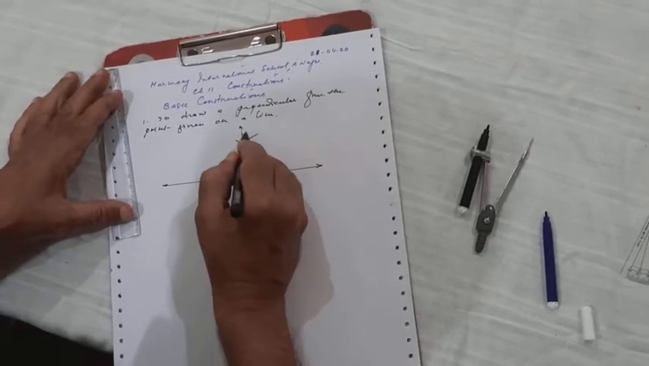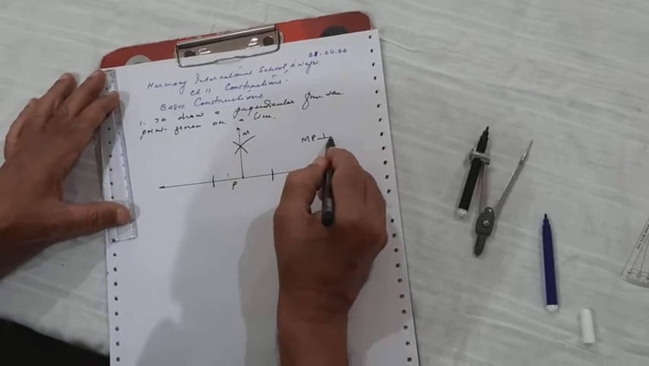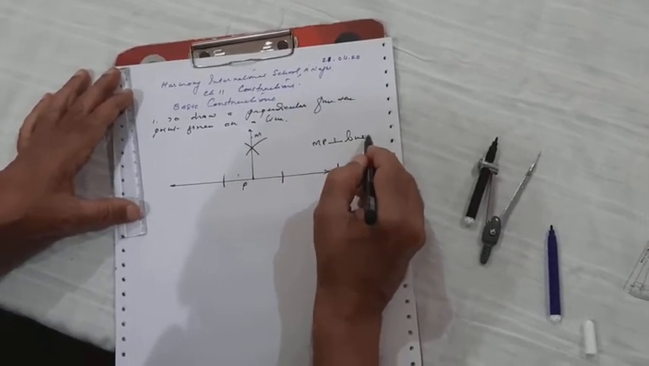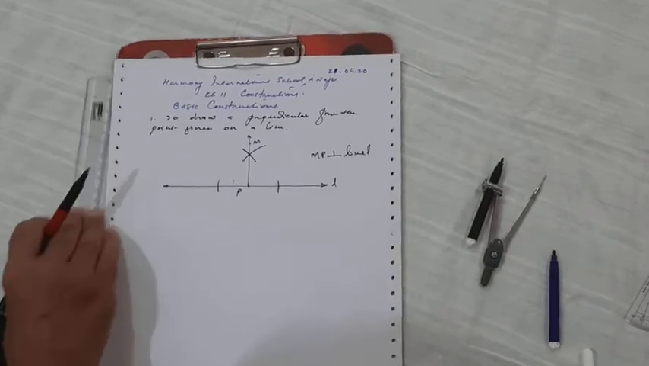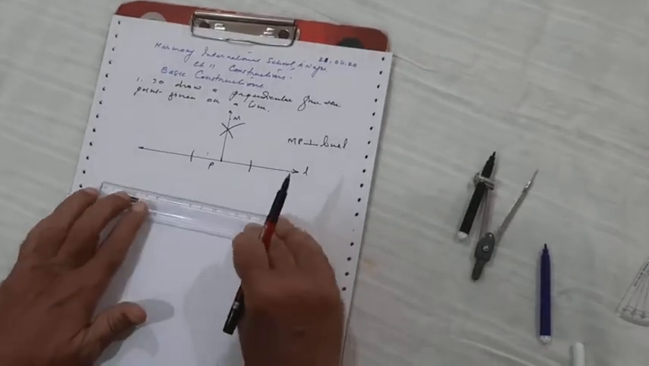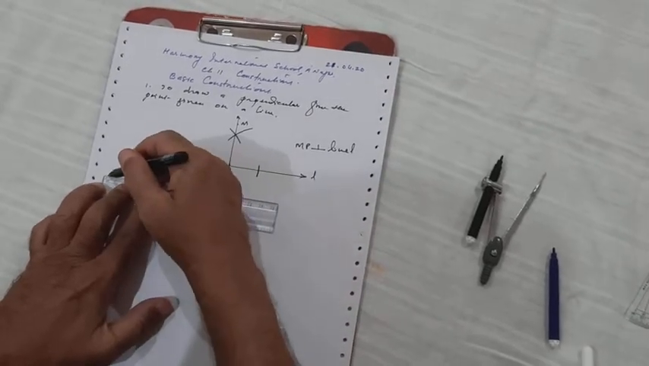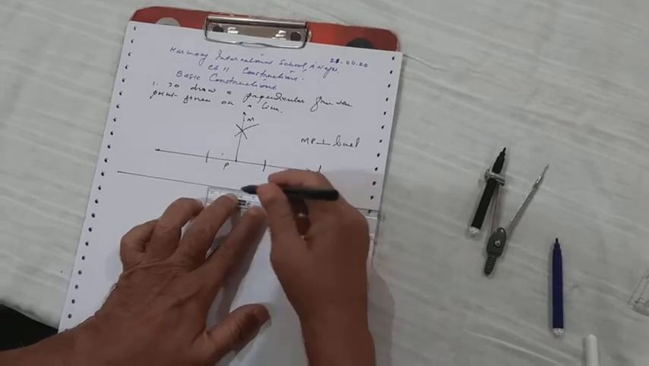Name it as M. So let us write MP is perpendicular to line. You can name the line L. So MP is perpendicular to line L. So this is your first construction. Okay. Practice it nicely, draw it. If you get difficulty, you can ask me. Now, construction number 2.